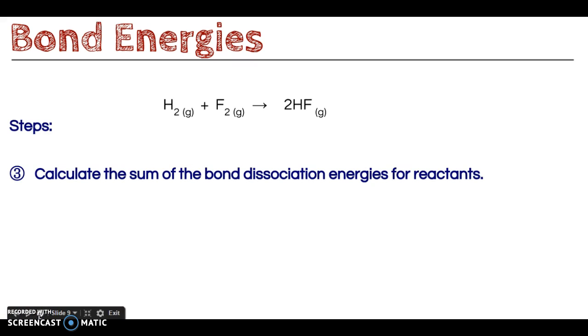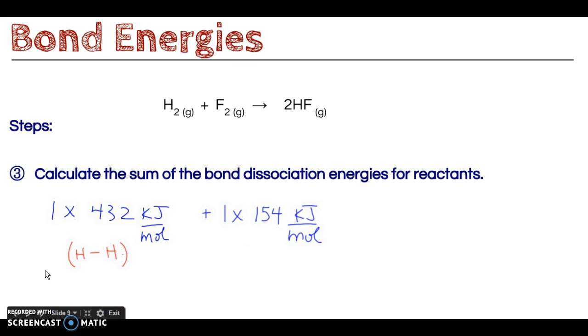So the next thing that I want to do is to start to fill in that formula that we just saw. The next thing to do is to figure out the sum of the bond dissociation energies for all of my reactants. So that's these guys over here. So I'm going to go about doing that. And so it turns out that if I look at my table, I can see that an H-H bond will require 432 kilojoules per mole. And since the coefficient in my balanced chemical equation is 1, that means that on the reactant side I only have one H-H bond in total.